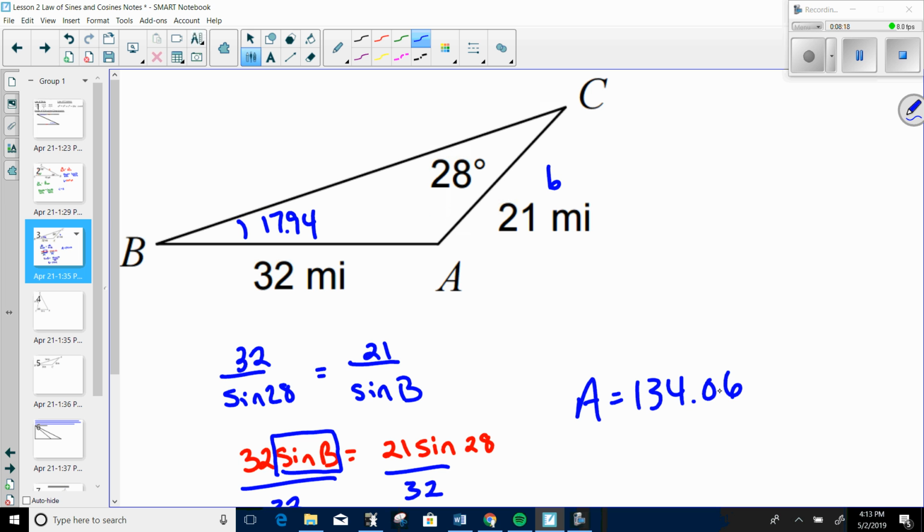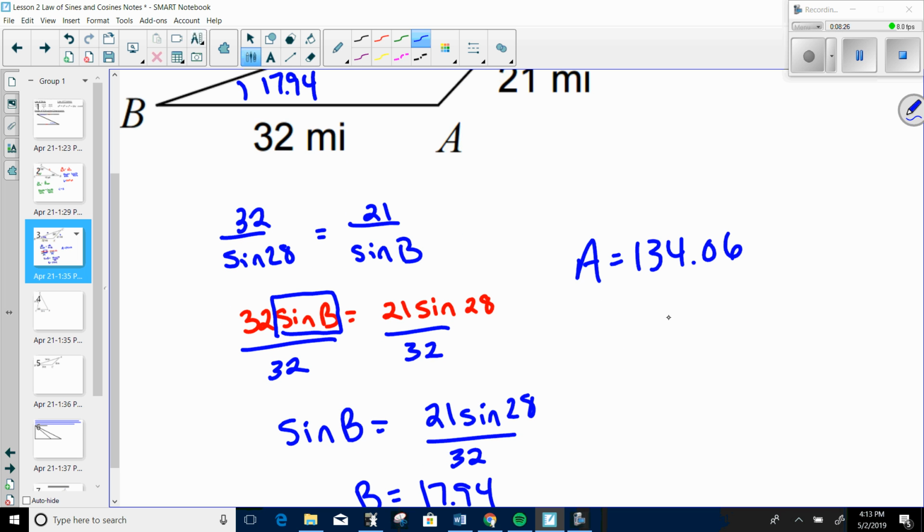Once you have those, you can figure out the other side. You would do A over sine 134.06 equals side A using law of sines. I'll set it up for you, but I'm not going to go through and solve it. So what it would look like would be A over sine 134.06 equals 32 over sine 28. Cross multiply, solve, and you would get A.